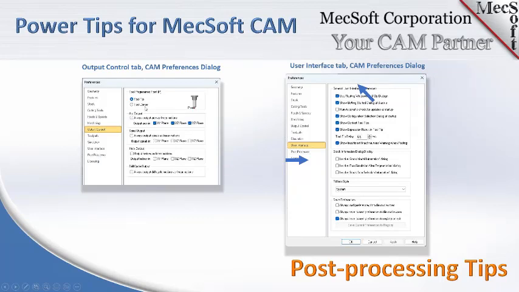Also, output control. We talked about arc fitting, and you can use this to turn your arc fitting on or off. If your CNC machine doesn't support arcs, you can turn the arc fitting off and output linear motions. There's a number of things here too. You can also output spirals as linear motions. You can output your drill cycles as linear motions.